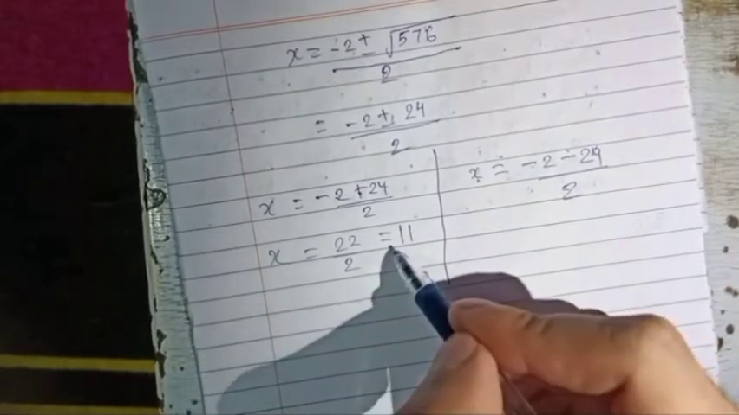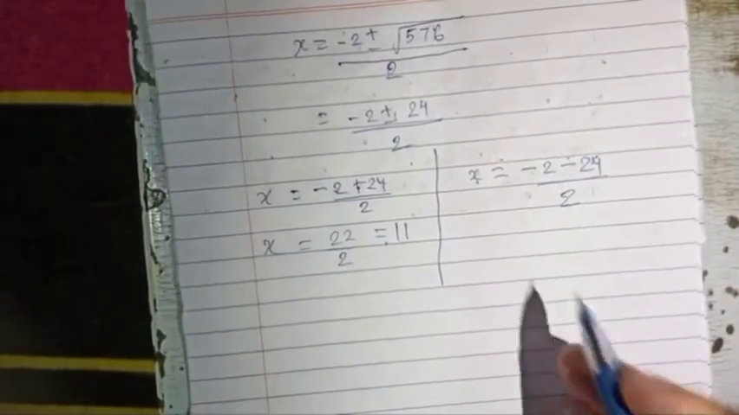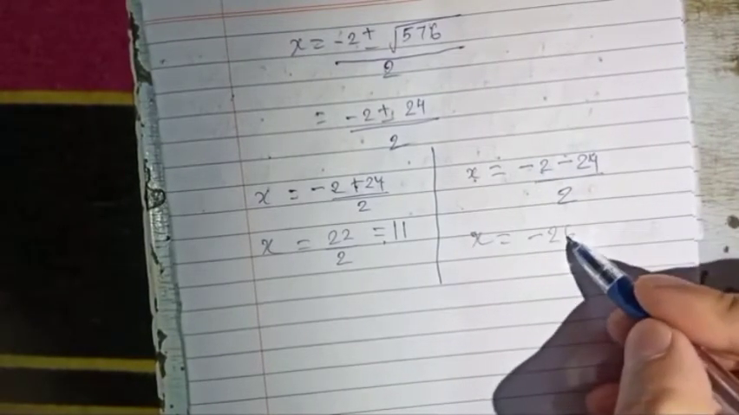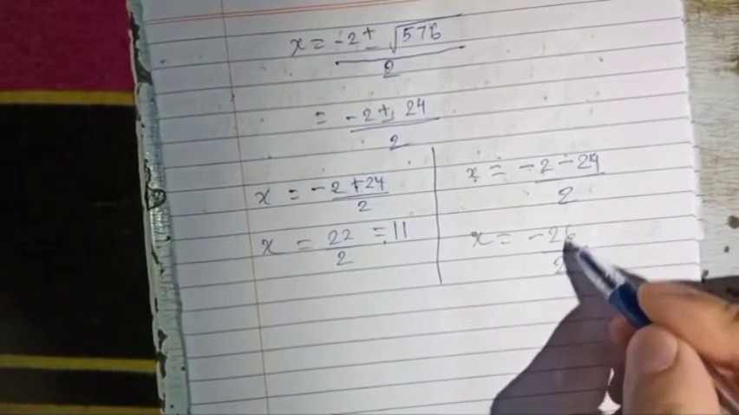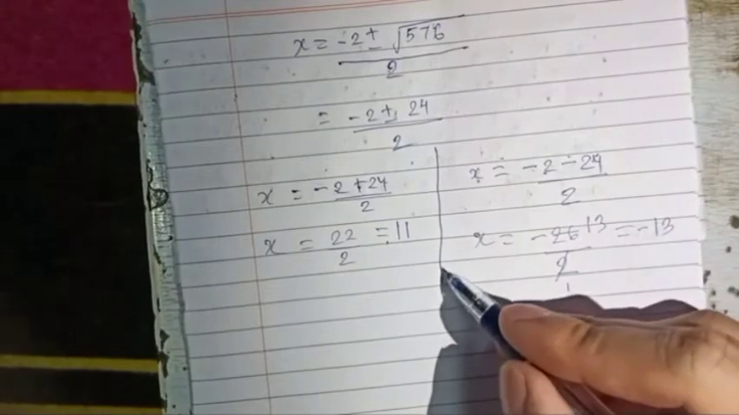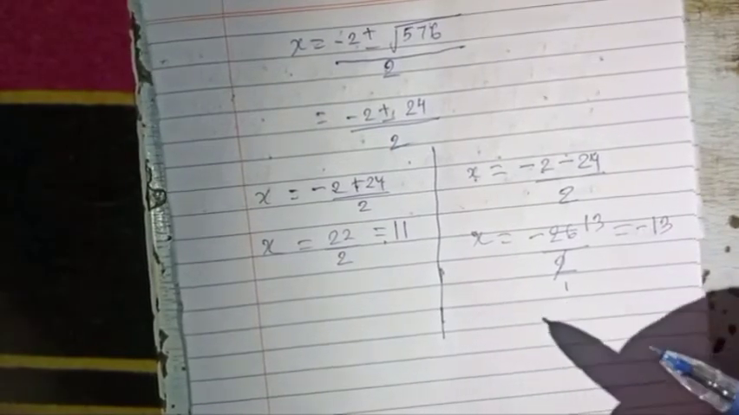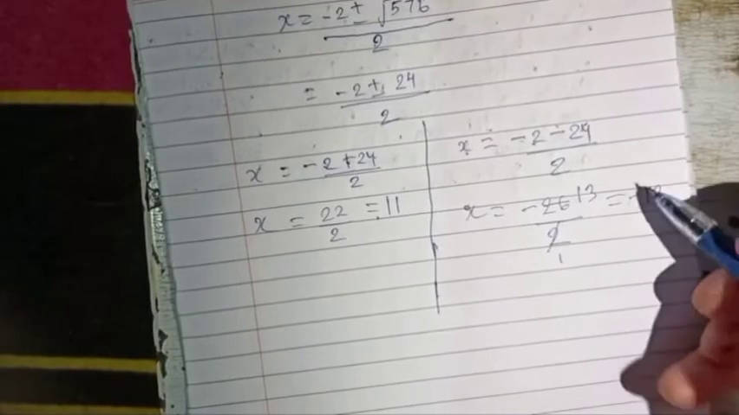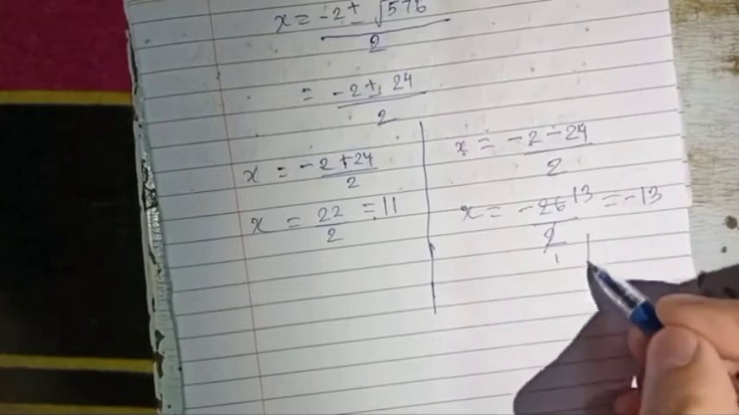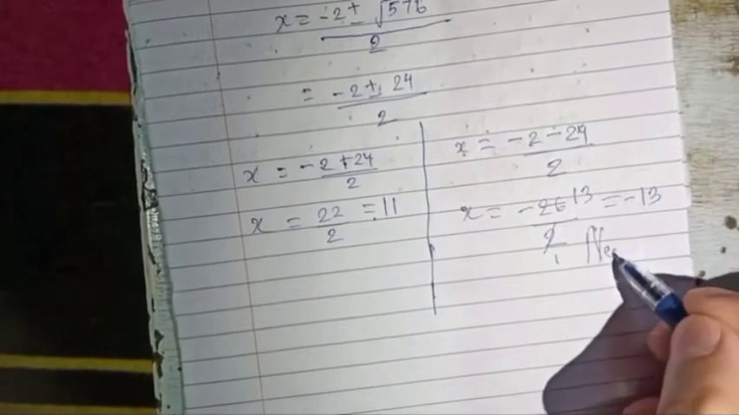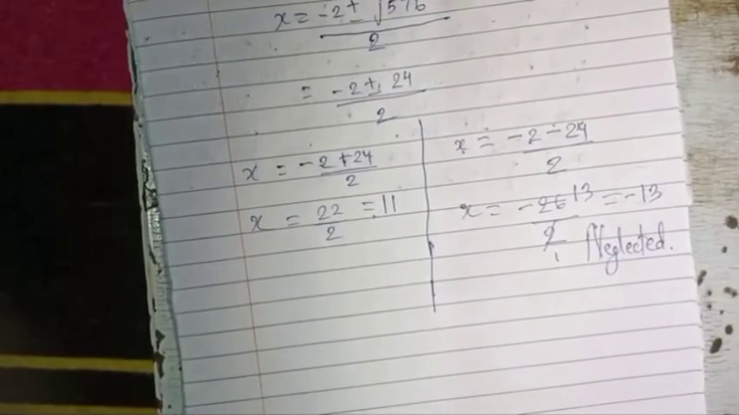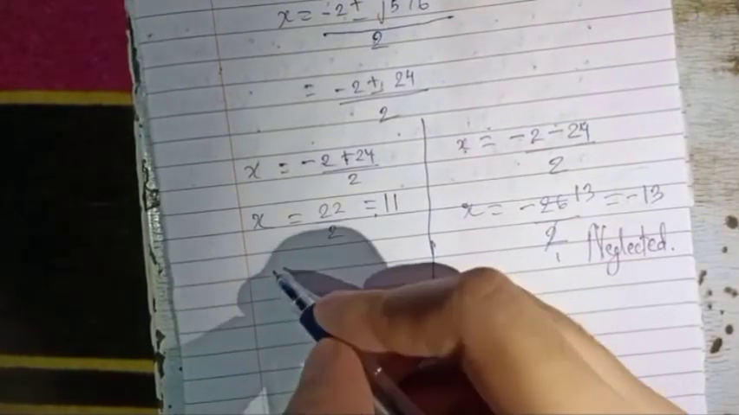So the value of x is 11, and in this way x is equal to minus 2 minus 24 will become minus 26 divided by 2, and we will get minus 13 over here. But since it is given the numbers are positive odd integers, consecutive odd integers, they cannot be negative, so this quantity is rejected, or we can say neglected. So the value of x is 11.